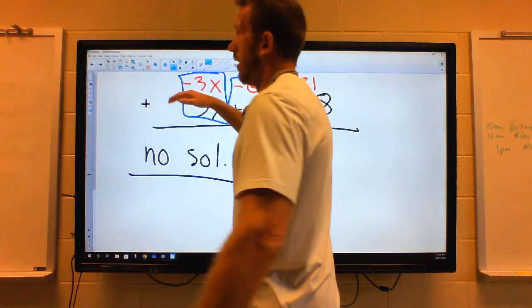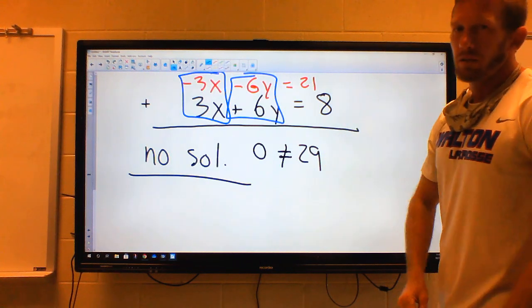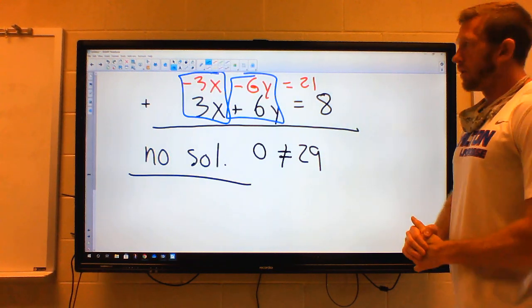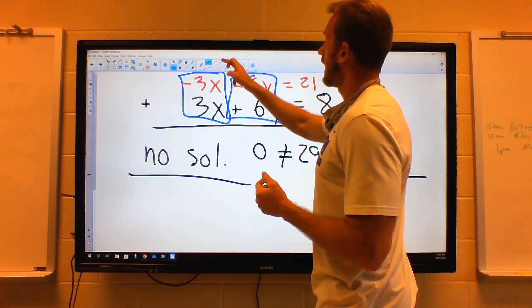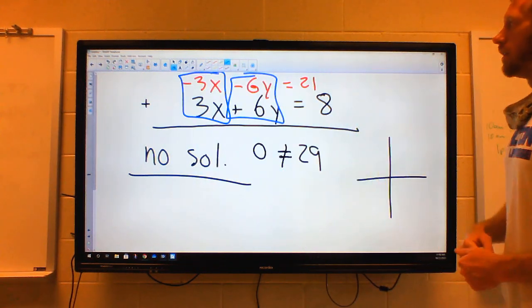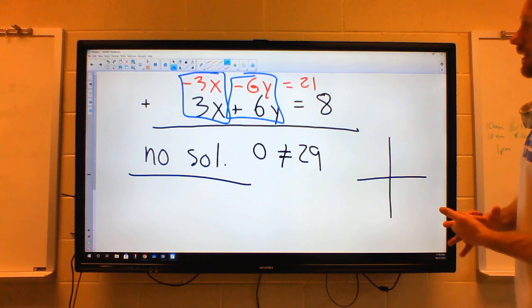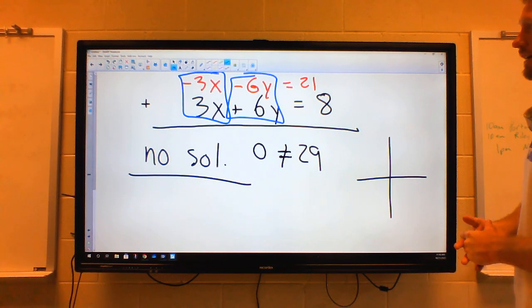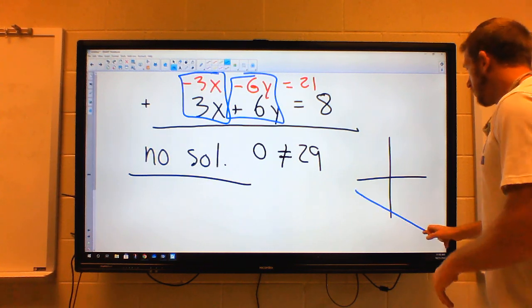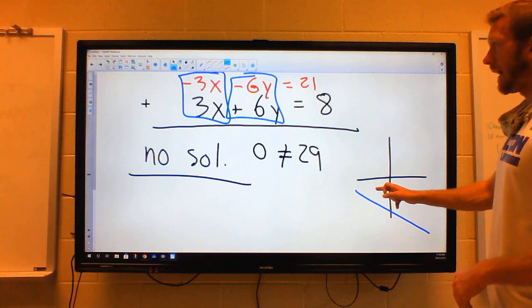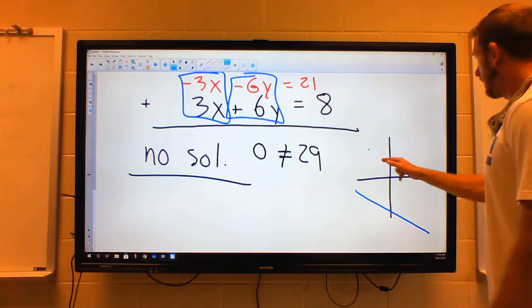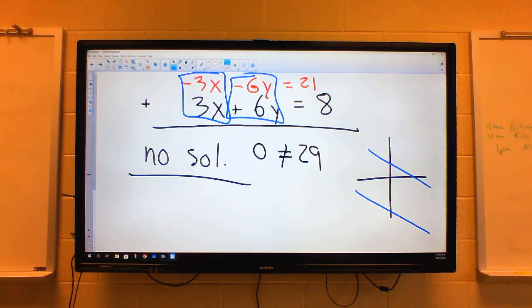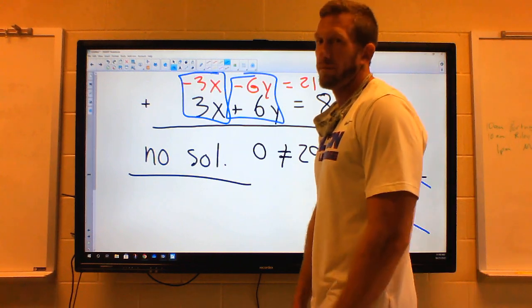Well, what does it mean when we try to solve a system of linear equations and we get no solution? Well, that means we had, from the beginning, parallel lines. Basically, it means that we had two lines that ran parallel to each other and never intersect. That's kind of what's going on here, right?